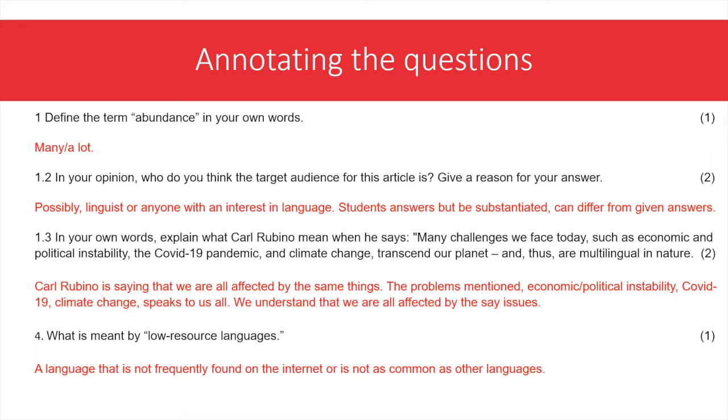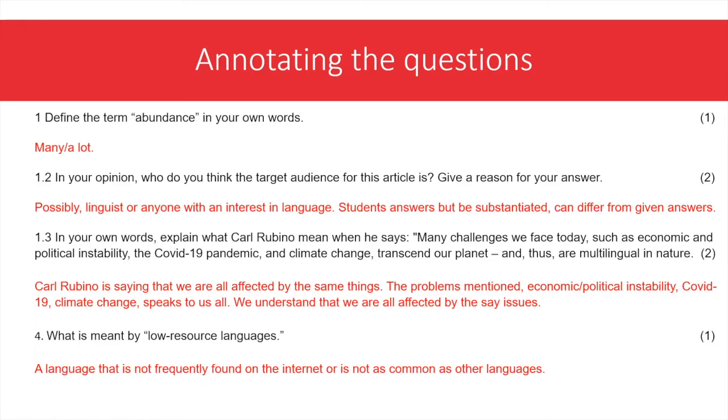This is very, very important, grade 11s. If anything is asking for your opinion or in your own words, it cannot be taken directly from the text. So the answer over here for the term abundance is many or lots or even frequent.